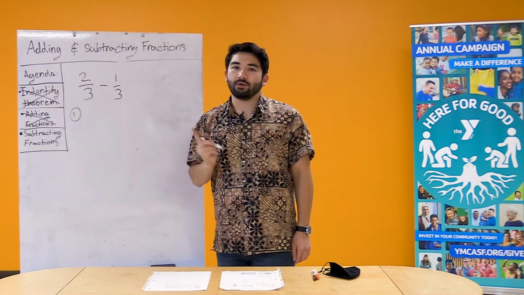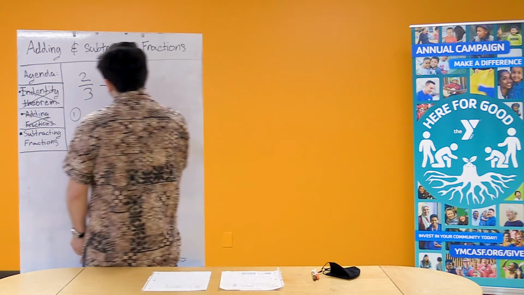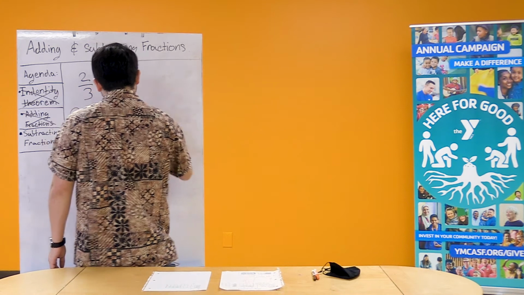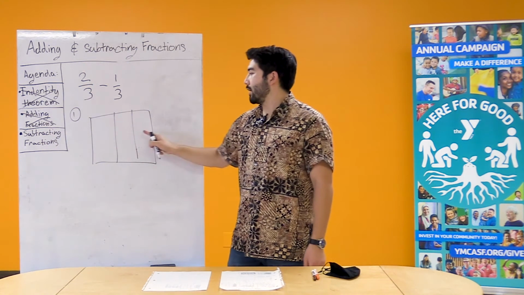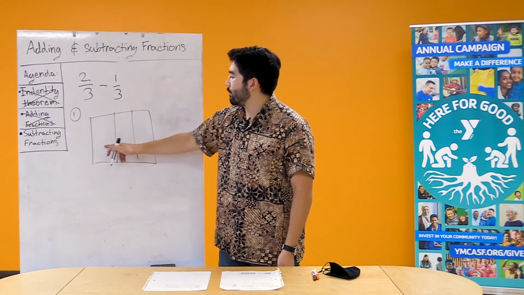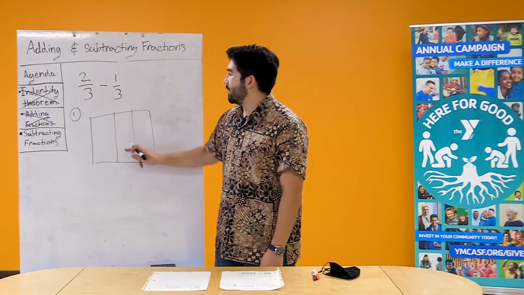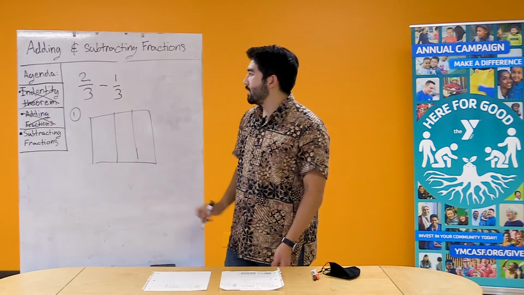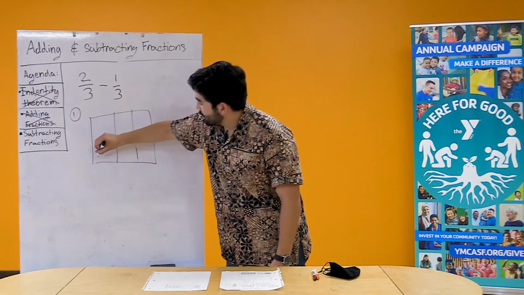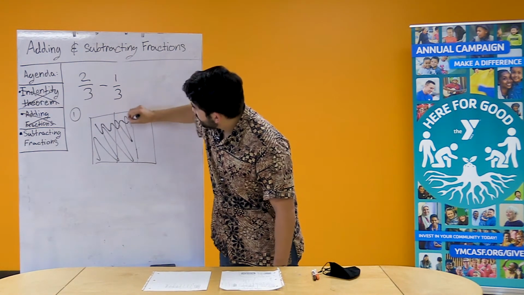We're going to go ahead and start with a diagram again. Once again, this should be very easy. So I'm going to draw a box. Okay, so I drew a box and broke it up into thirds. This box represents one whole. When we break it up into thirds, we can then fill in what our 2/3 represents. So we're going to start with our 2/3. So 1, 2. So 2/3 is 2 of 3. So fill that in.